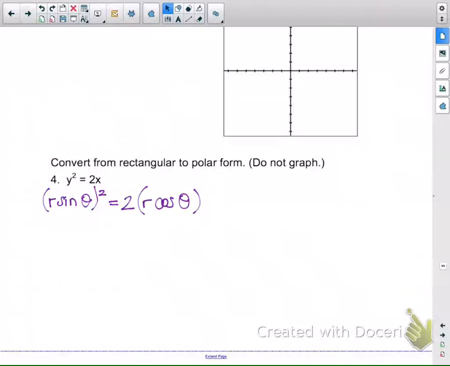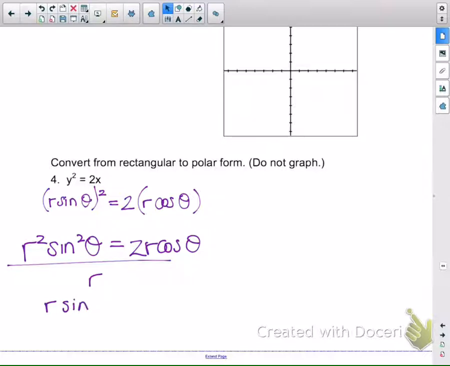I do have to kind of work this out a little bit. So what can I do here? Use your algebra. What can I do on the left? Well, you don't have to FOIL. It's just squared. R squared sine squared equals 2r cosine theta. My goal here, if at all possible, is to solve for what? R. All right, so what's one thing I can do from this one? First, I can divide by r, which gives me r sine squared equals 2 cosine.